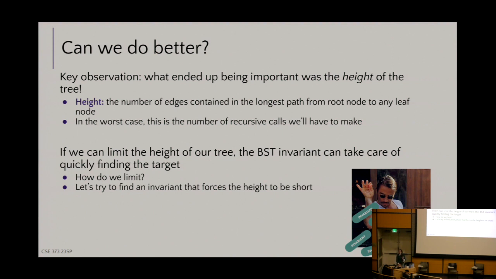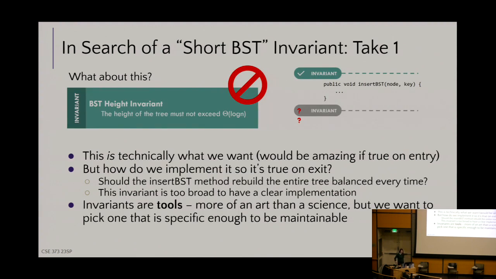We're going to add some more rules to our structure and see if we can force this tree to be a little bit better behaved. We're trying to avoid that degenerate situation happening. So we're looking for a short BST. What's one thing we could do?